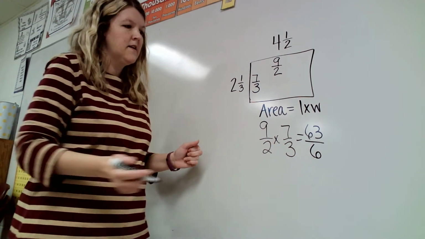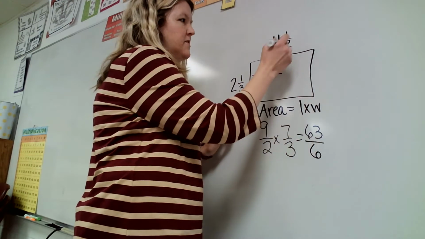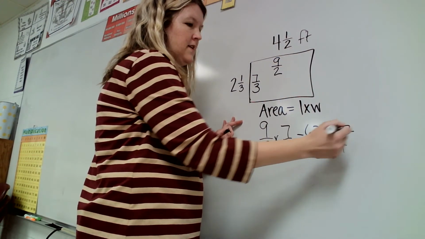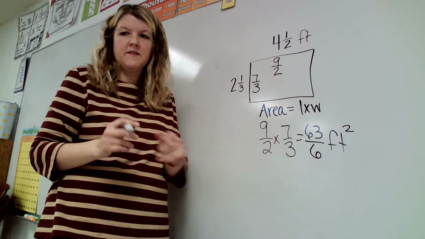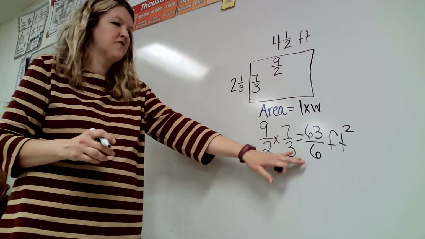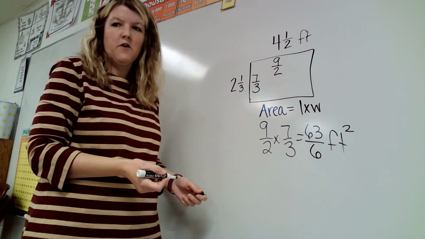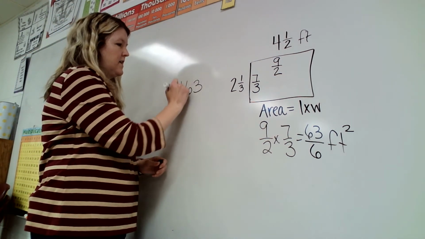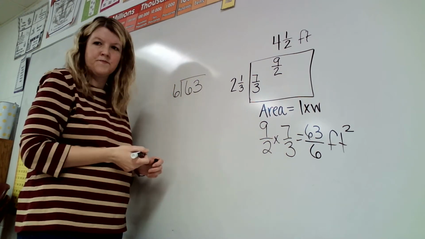like that. It would probably be labeled in square units. So if this were feet, then it would be square feet. If this wasn't a choice, then you would need to change it back to a mixed number. So remember, we divide when doing that. So I would do 63 divided by 6.